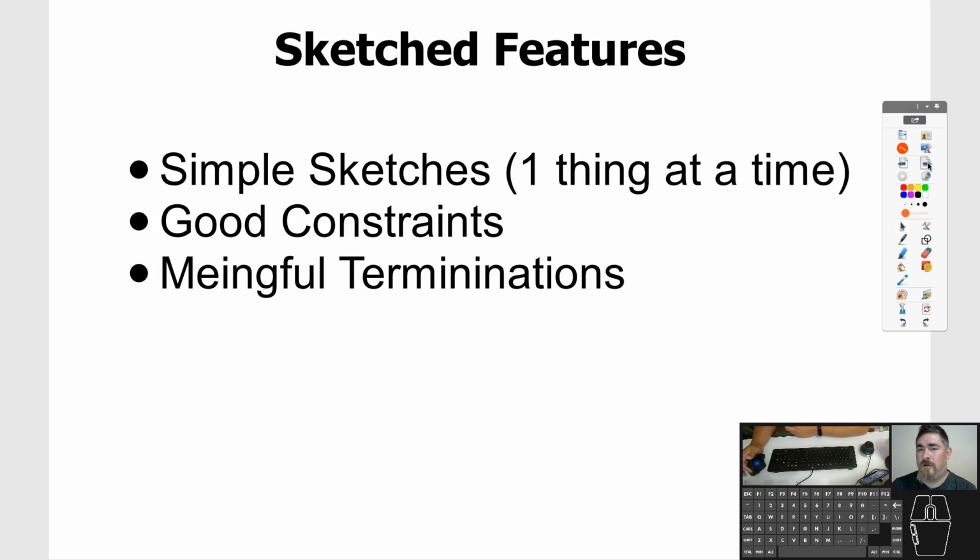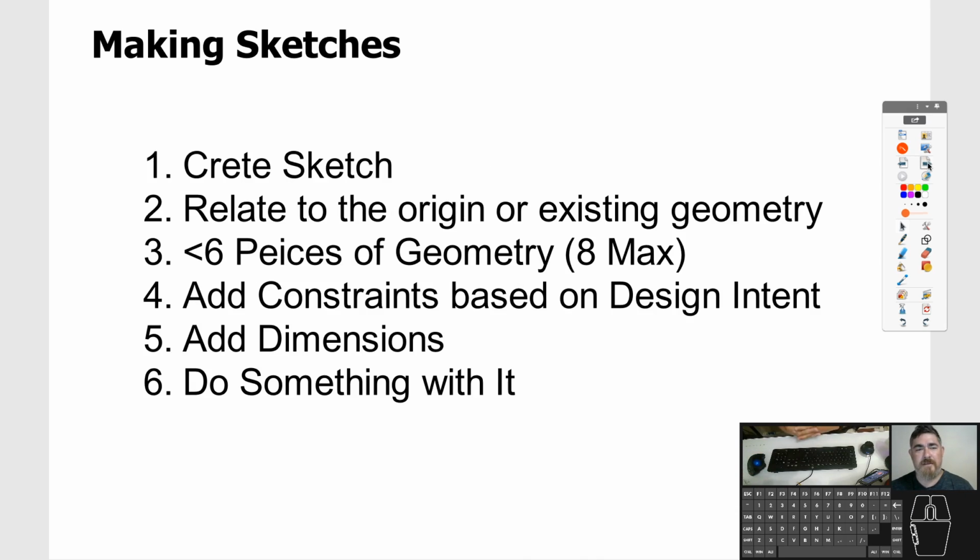All right, so these are the steps in making a sketch. First, create the sketch. Pick either the work plane, the origin plane, or the face that you're going to sketch on. That's the first thing. Second thing, relate something on the sketch to either the origin, if this is the first thing you're doing, or to existing geometry somehow.